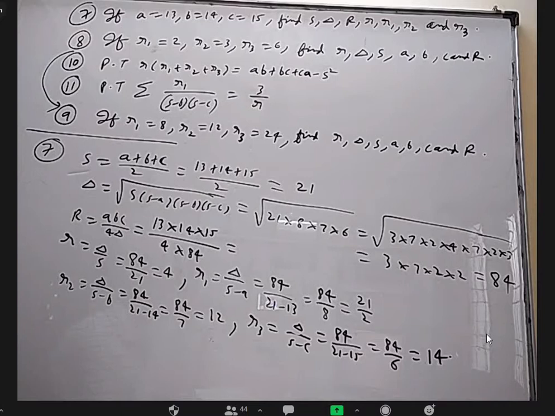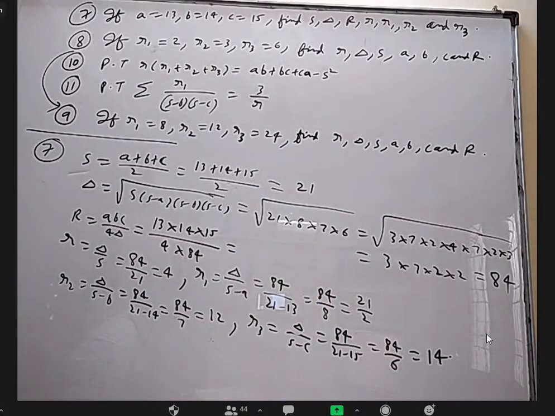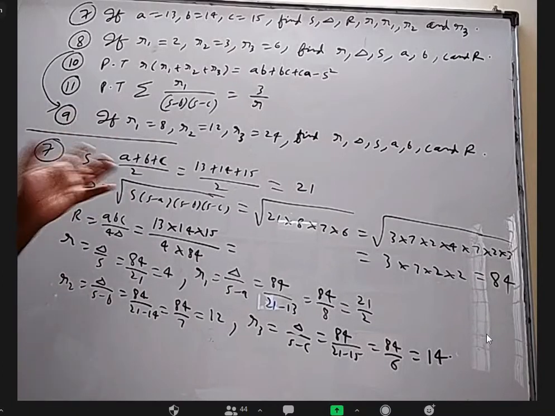You can use that. And s, how will you find s? r equals delta by s. As r equals delta by s, you already know r and delta, you'll get s. And how will you find a? r1 equals delta by s minus a. Yes, okay. r1 is there, delta is there, s is there, you have to find a. So mainly if you find r and delta, the rest of the things will follow, r and delta.